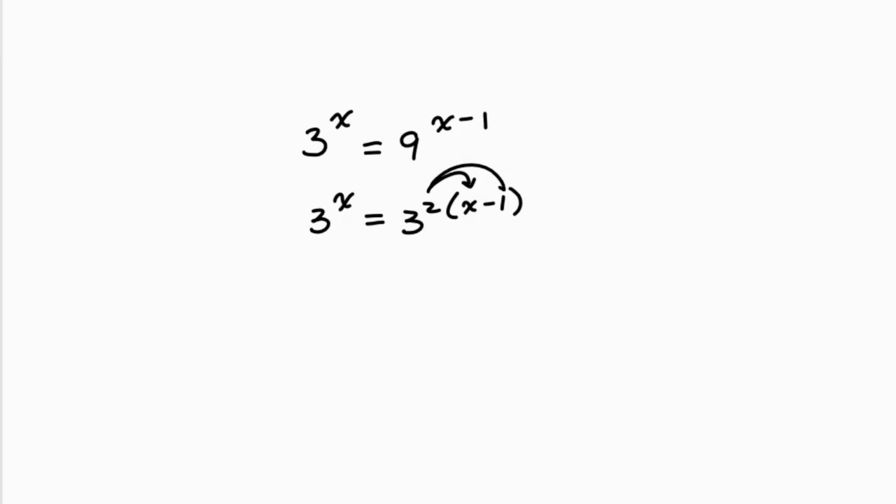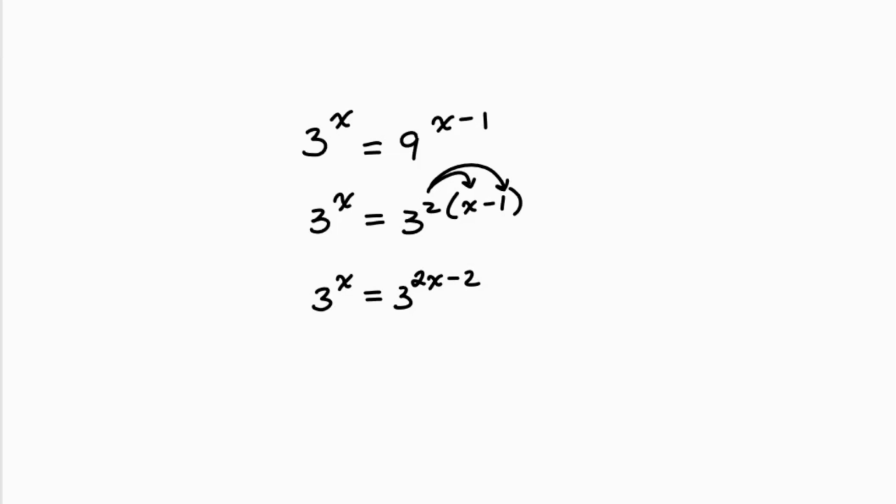Let's look at another example. 3 to the power of x is equal to 9 to the power of x minus 1. Let's express 9 in terms of base 3. 3 to the x is equal to 3 squared, and this exponent of 2 has to be multiplied by the whole existing expression, so we put it in brackets. And then it will be distributed over both terms inside that bracket. So then we'll get 3 to the x is equal to 3 to the power of 2x minus 2.